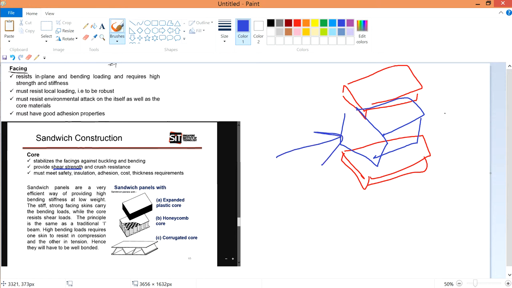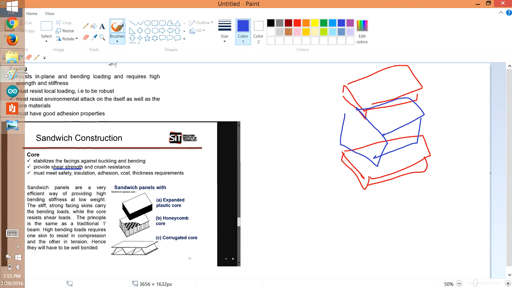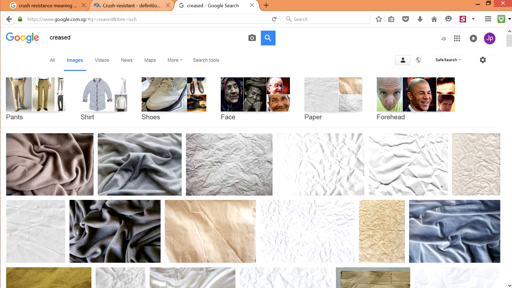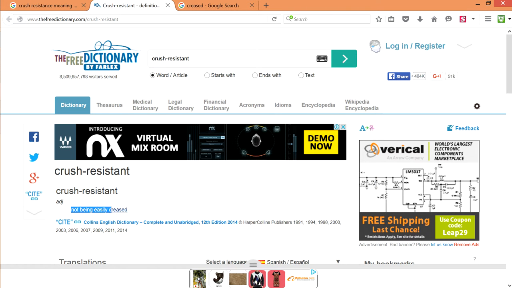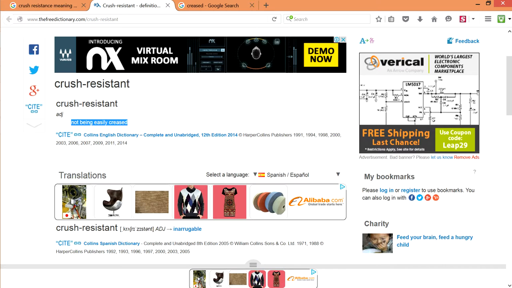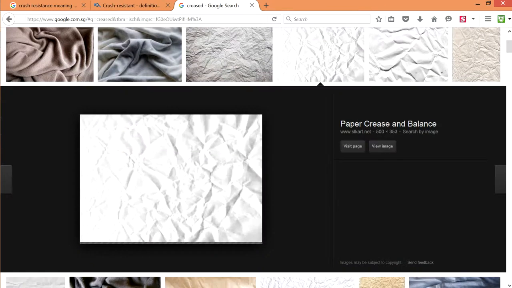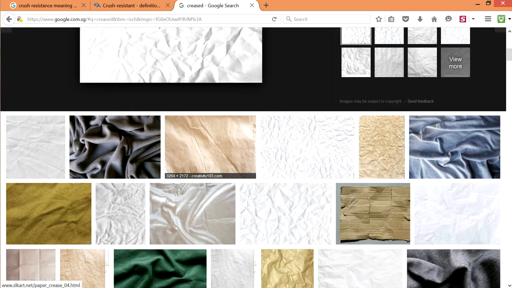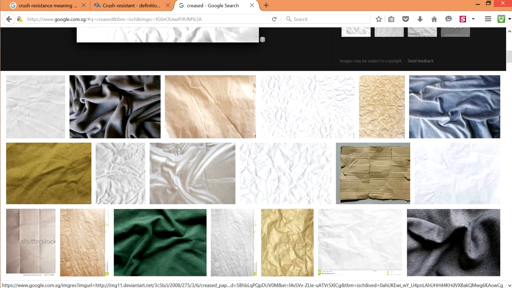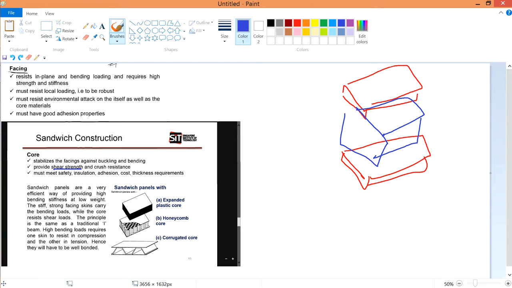Likewise, crush resistance means a good resistance against crushing. If you were to have a very big impact force against all of the sides, it is more resistant against this type of crushing in all directions. In a more definition way, crush resistance is not being easily creased, if you want to know. And a crease is this type of thing, with lines all over. Anyway, it provides this type of crush resistance.